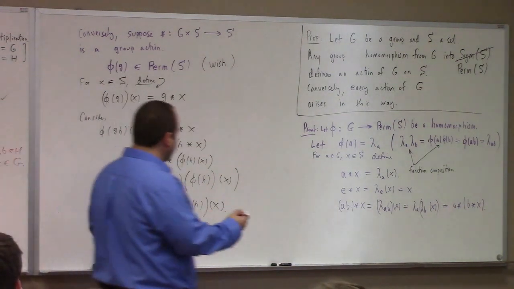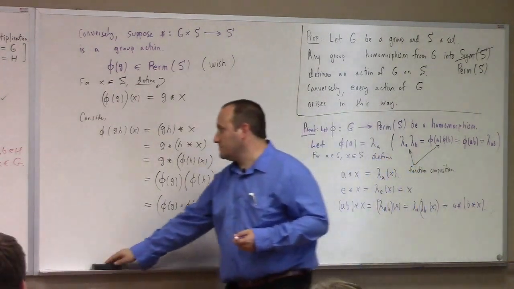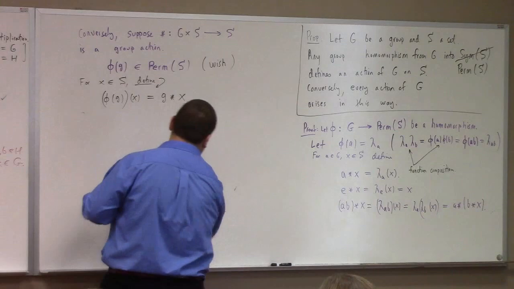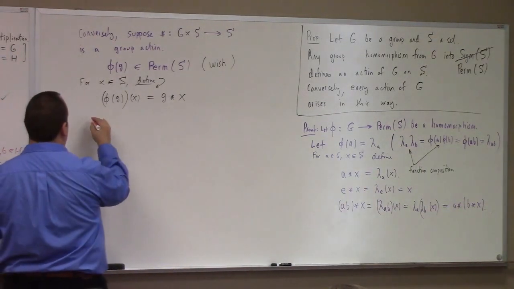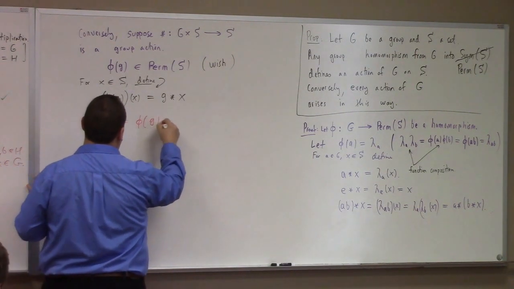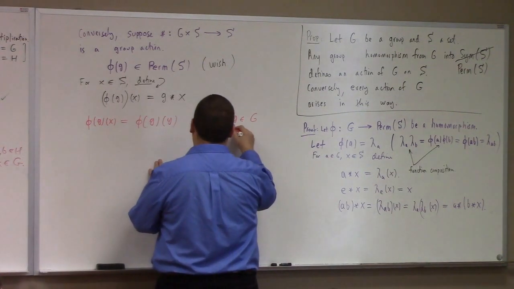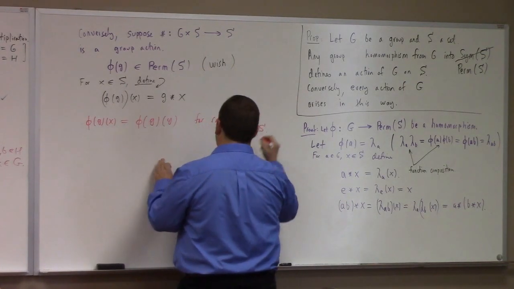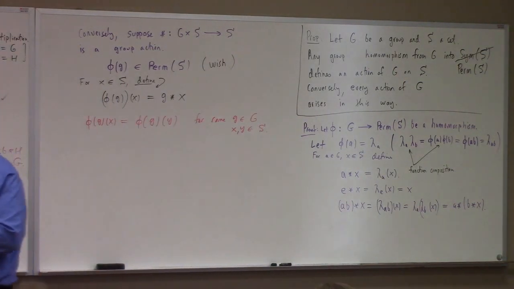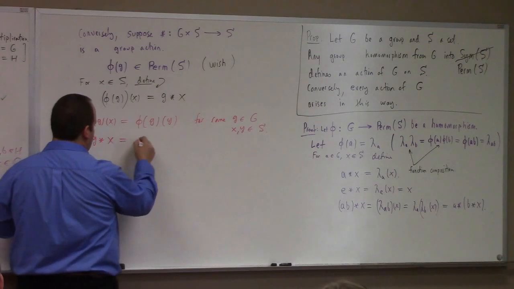So, do you guys understand this? Are we good on the homomorphism part? Let me erase that then. So let's suppose that phi of g of x is equal to phi of g of y for some g in G and for some x and y in the set. To show it's one-to-one, you can either calculate the kernel, since we know it's a homomorphism, but I'm just going to take the one-to-one directly. It works out easier. Anyway, this is g star x equals g star y.